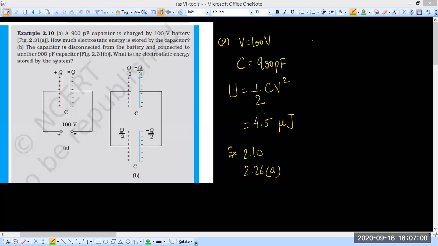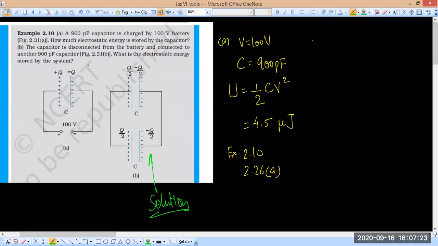So let's solve part B of this one. Remember, in the exam they're not going to give you this diagram. This diagram is in the solution, so you cannot use it. Remember that. We have to learn how to do it without that diagram. Let's start.